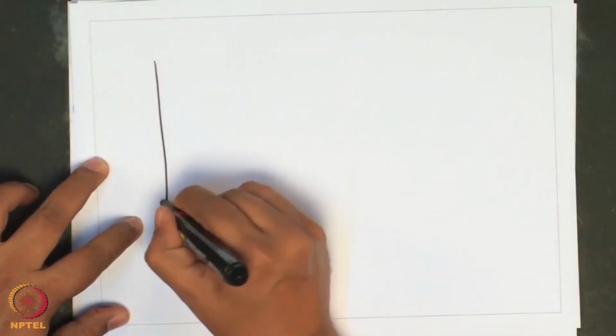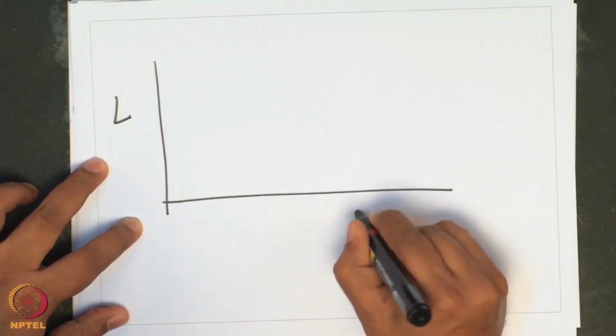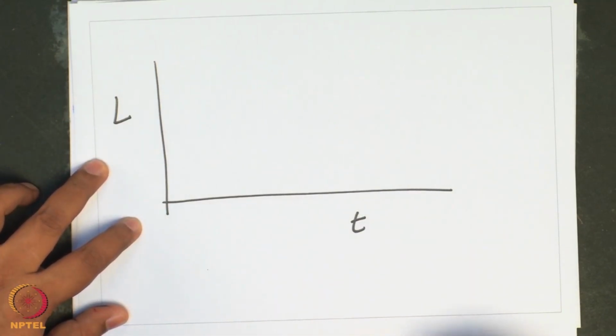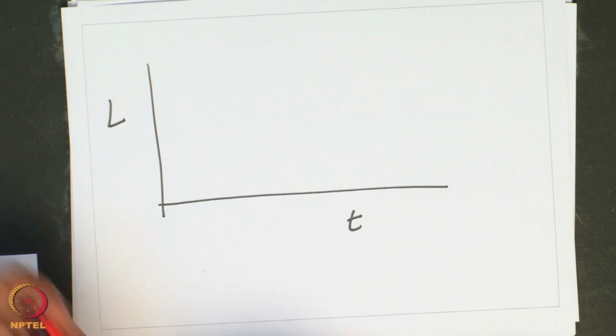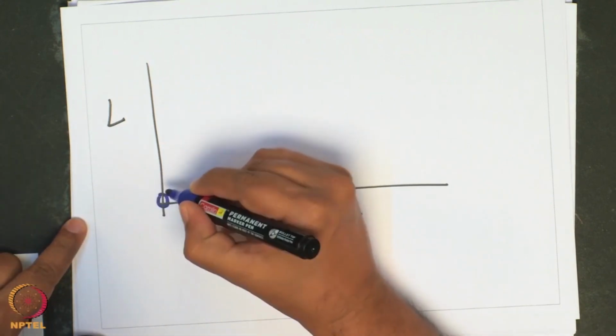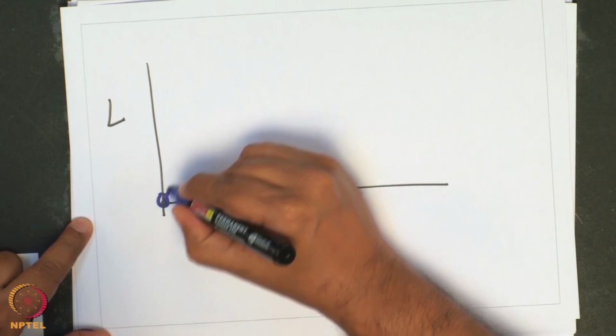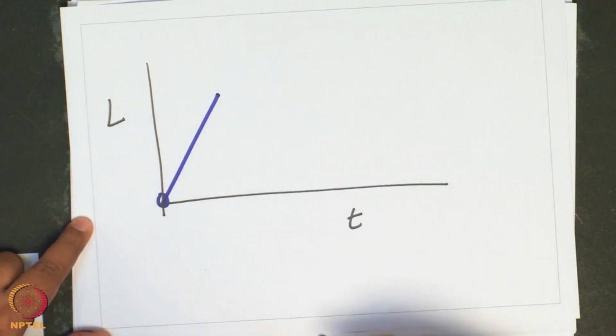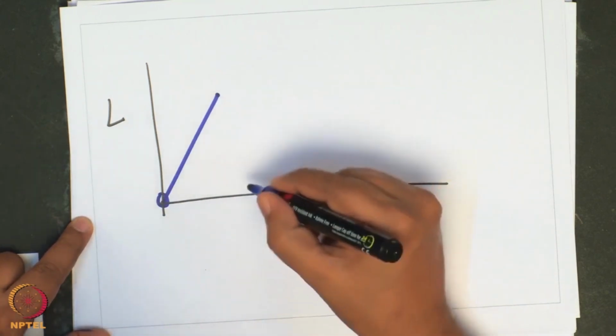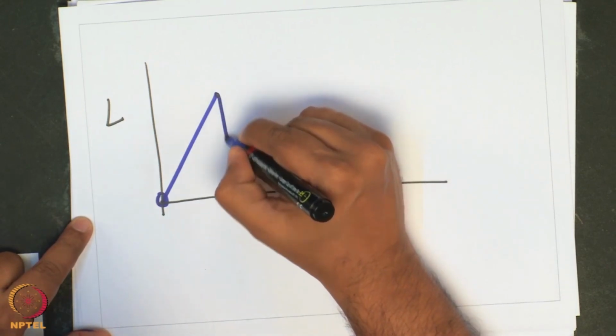So if I plot the length versus time data for a microtubule, typically it would look like the following. So let me plot here the length versus time data for a microtubule. A microtubule is a polymer, of course. So it starts with a small length and grows slowly up to a point, then suddenly it shrinks, almost rapidly it shrinks.